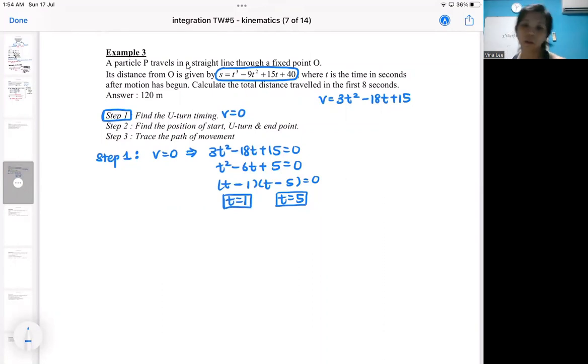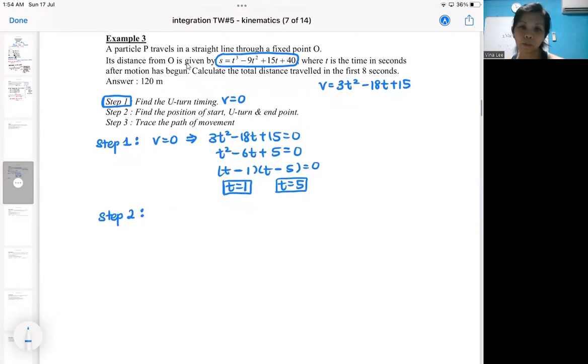So we don't know the position yet. Later on, we need to know the position. If you observe, the two timings are within the first 8 seconds. So these two U-turn timings are within the first 8 seconds, which means it will affect how the distance is traveled.